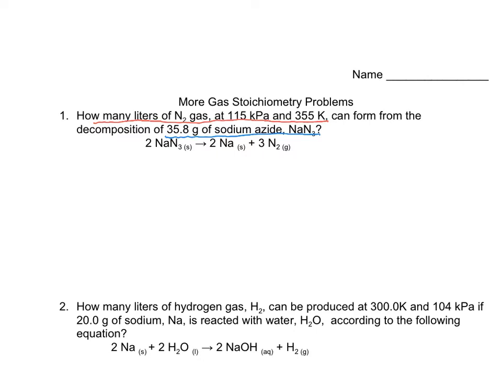The issue with this is that you might notice that the NaN3 is given in grams, which is a little bit different from the values it gives us for the nitrogen gas, right? So if I were to write this out, for my nitrogen gas, I have a pressure that is 115 kPa. My volume is what I'm trying to find, so that's my X. My n, I have to find, but it doesn't give me grams of nitrogen. It gives me grams of this sodium azide.